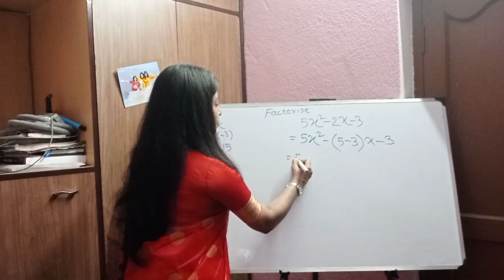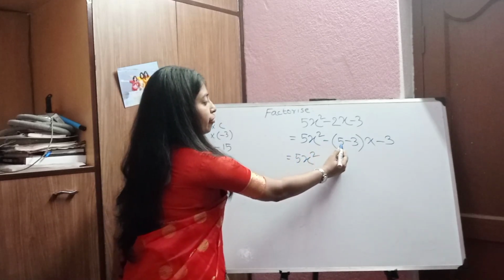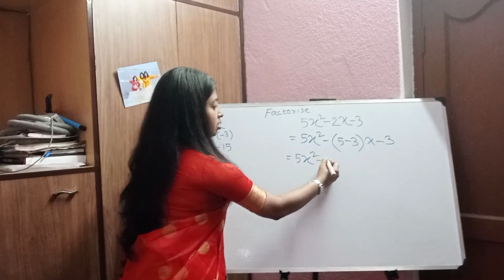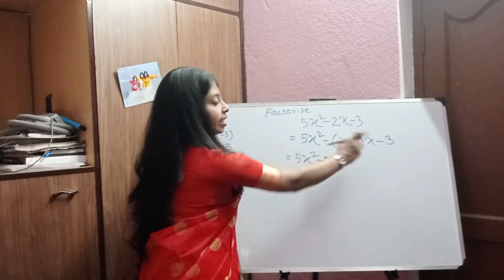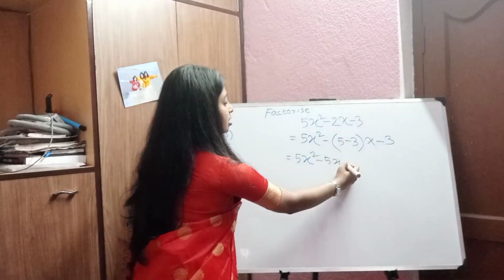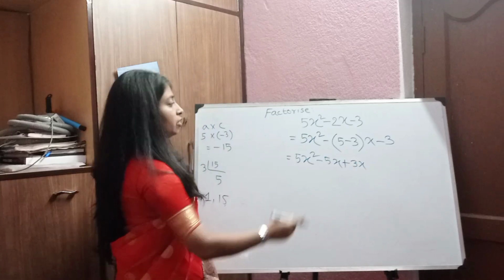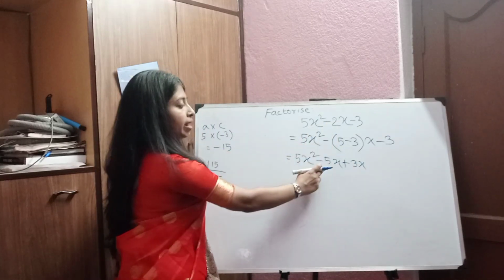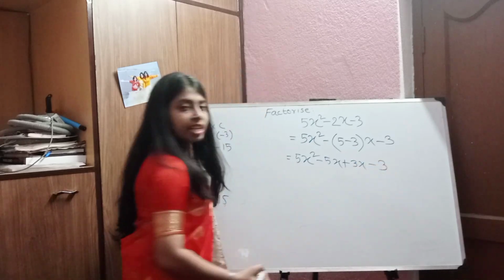In the next step, 5x square minus of 5 multiplied by x will give us minus 5x. Now minus multiplied by minus 3 and x. So minus into minus is plus and 3 into x is 3x. Basically we are breaking minus 2x as minus 5x plus 3x. And minus 3 remains as it is.